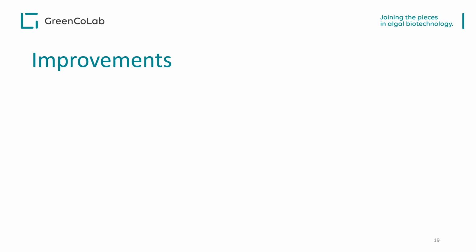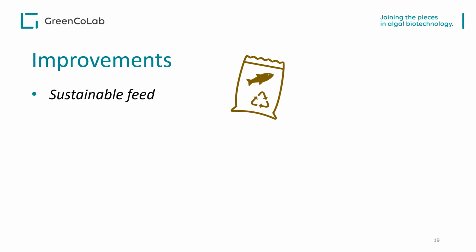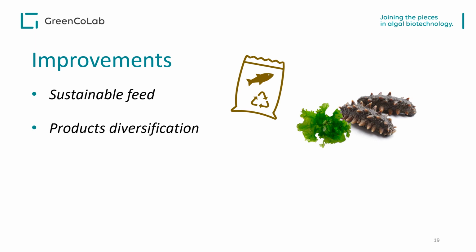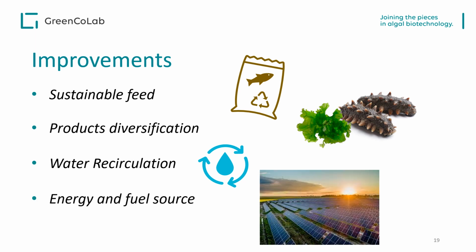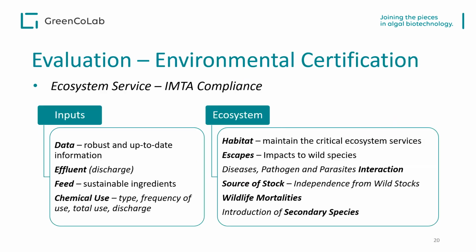In the IMTA case, I can point out four main improvements that can be suggested already. The first one would be the search for more sustainable feed for the fish. The second would be the diversification of products such as algae and sea cucumber, not only producing fish and oyster, but a system with more products to have the allocation in more outputs. The third is water recirculation when the systems are at separate points, and the fourth is renewable sources of energy and fuels, which would also decrease the impact of the systems.